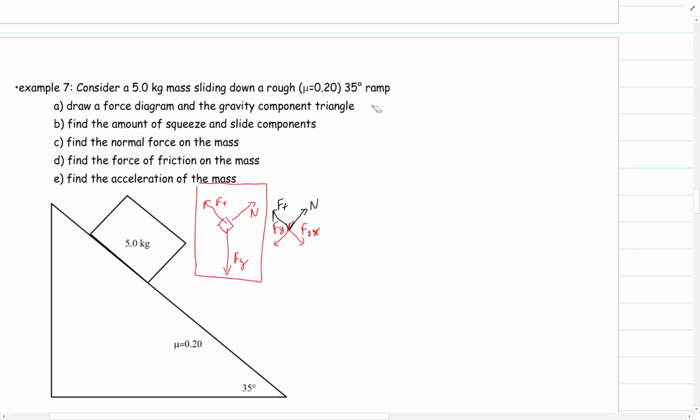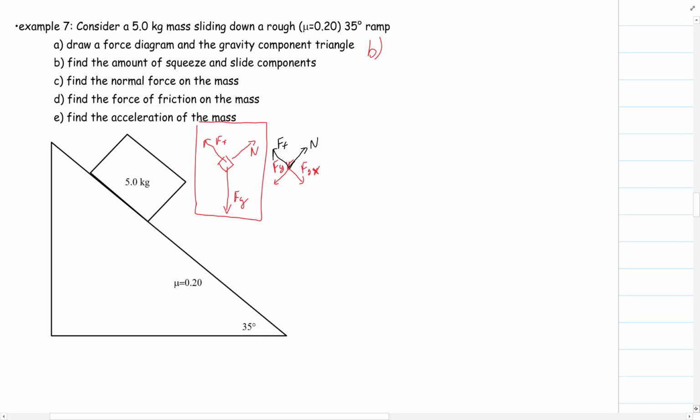Okay, so B. Let's take a look what we can do here. Find the amount of squeeze and slide components. So the slide, force of gravity in the x, is mg sine theta always. And that's going to be 5 times 9.8 times the sine of 35. And the other one will be force of gravity in the y. That's the squeeze. Mg cosine theta is equal to 5 times 9.8 times the cosine of 35 degrees.